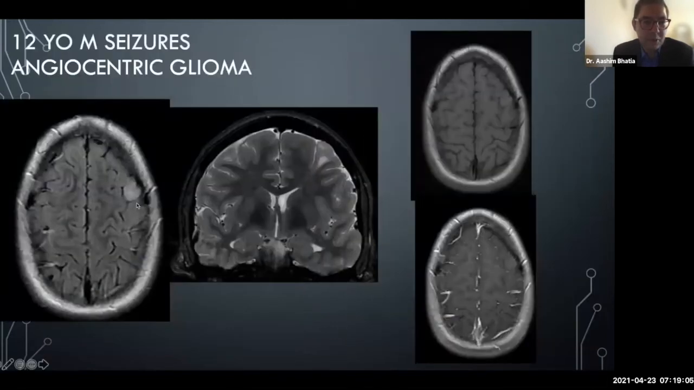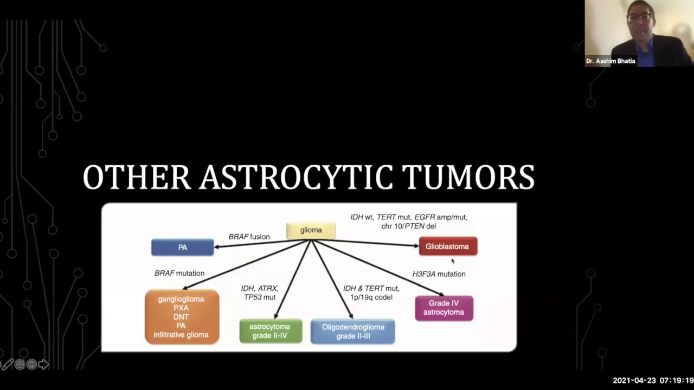And another one in a 12-year-old, now in the left frontal lobe, where there are margins of this tumor that look more ill-defined or infiltrative. And here on the post-contrast, no significant enhancement. So now let's look at other astrocytic tumors.